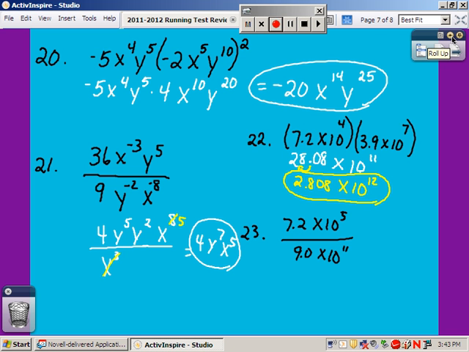So the same thing's going to happen in number 23, except we're going to divide. So we divide the regular numbers. That gives me 0.8. Again, not so good. The times 10 here, we just subtract. 5 minus 11, that's negative 6. This time I need to move the decimal point to the right, which makes that 8.0 times 10. And since I move to the right, I subtract 1 from that. Negative 6 minus 1 is negative 7. Final answer.